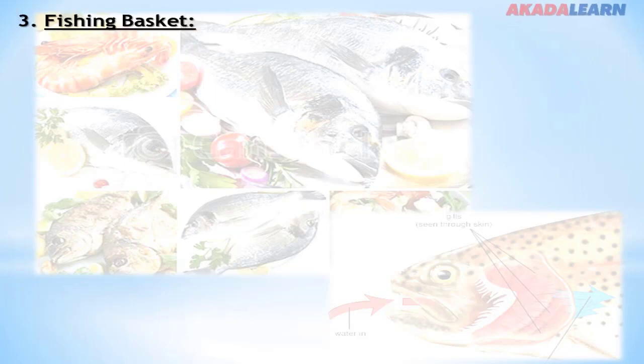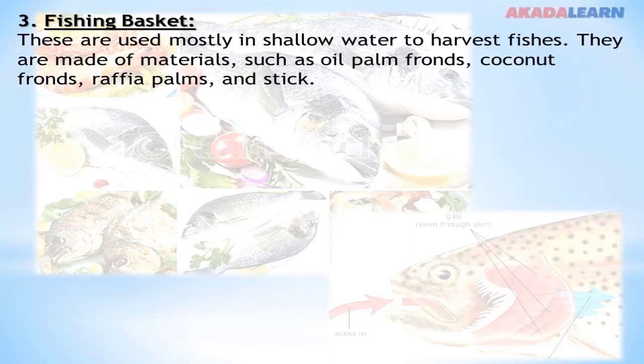The next one is the fishing basket. These are used mostly in shallow waters to harvest fishes. They are made of materials such as oil palm fronds, coconut fronds, raffia palms, and sticks.